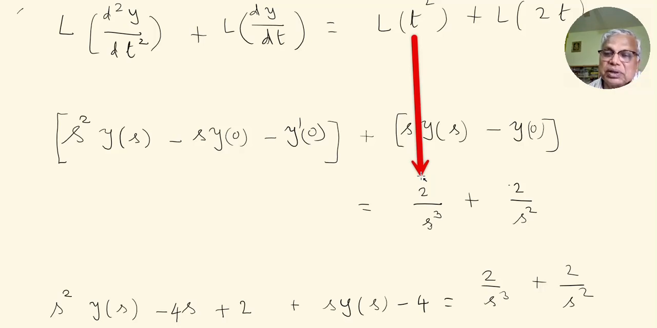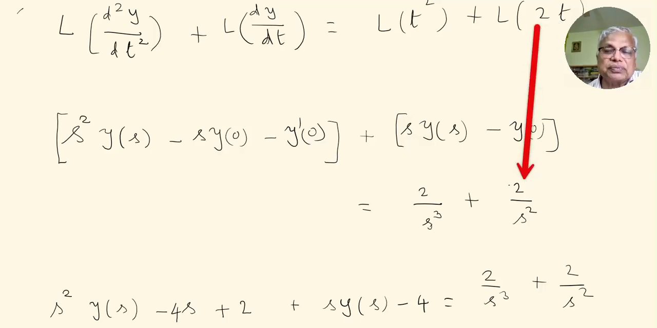You'll recall t power n. L of t power n is n factorial by s power n plus 1. So L of t square is 2 factorial, that is 2 divided by s power 3. Then L of 2t: 2 is a constant, and L of t is 1 by s square, so L of 2t is 2 by s square.